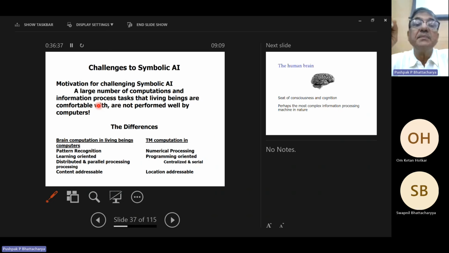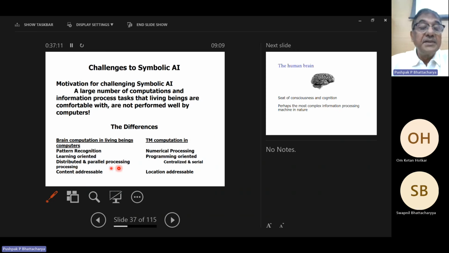So what is the difference between symbolic AI and connectionist AI? The difference is the following. Brain computation in living beings is very good at pattern recognition, whereas Turing machine-based computation is very good at numerical processing. In brain computation, the computation is learning oriented. In a Turing machine, it is programming oriented. A human being has to sit down and give the transition functions of the Turing machine to define the computation.